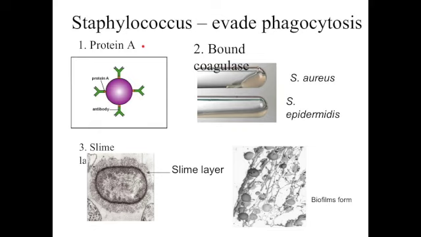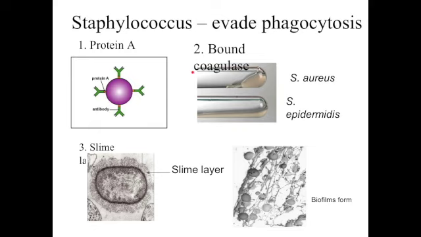It produces a protein called protein A, and this protein actually binds to antibodies and prevents them from recognizing the bacteria. So antibodies are really important in helping our immune systems clear or get rid of pathogens, and protein A prevents that from working properly.